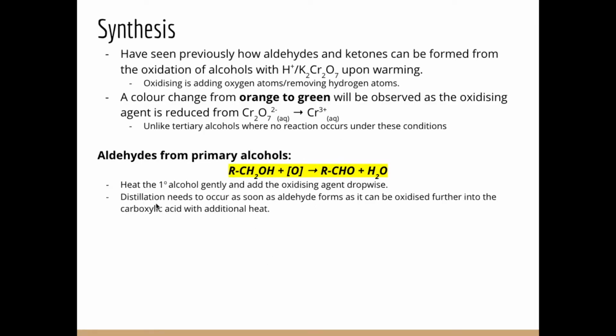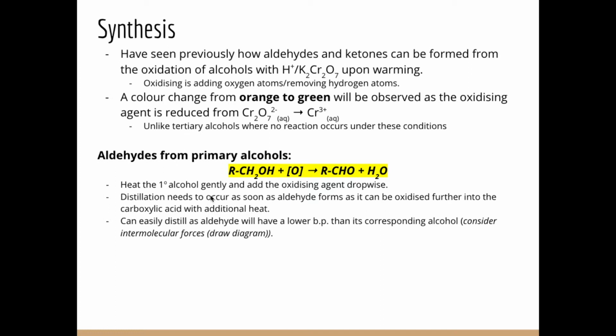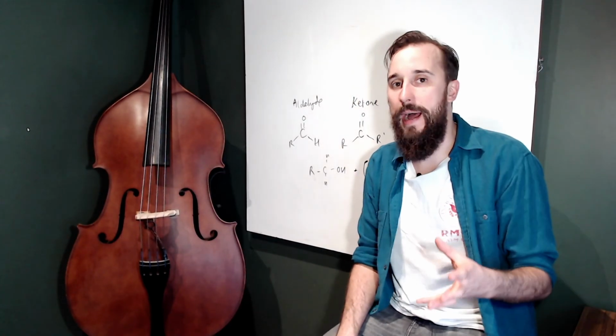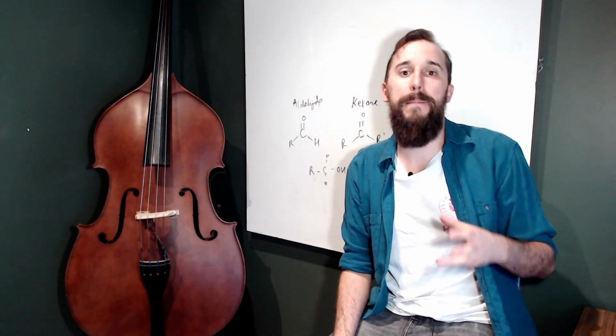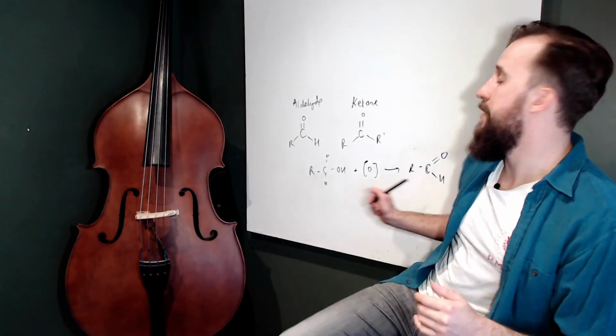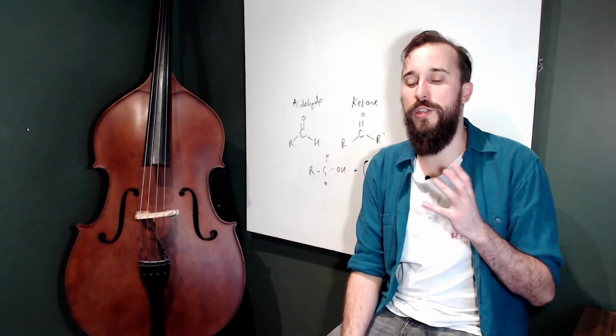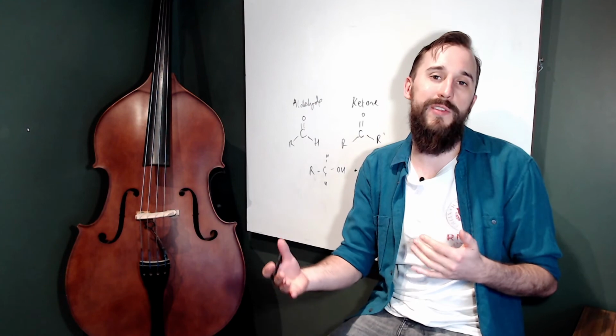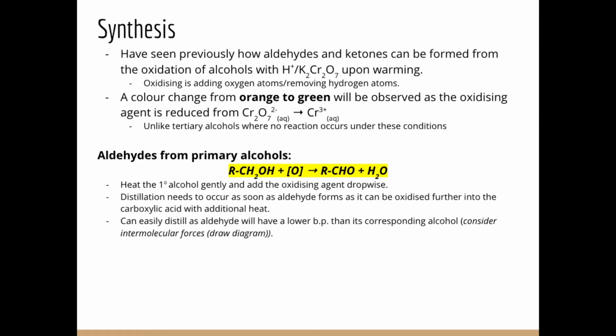Now, how do we do this? We heat the primary alcohol gently and we add the oxidizing agent dropwise. However, we said that the aldehyde is capable of being oxidized further from the aldehyde through to the carboxylic acid. So if we just want to synthesize the aldehyde, we need to prevent that. So in order to do that, it needs to be distilled off as soon as the aldehyde is formed, as it can oxidize further into the carboxylic acid. And if we're synthesizing aldehydes, we don't want to do that.